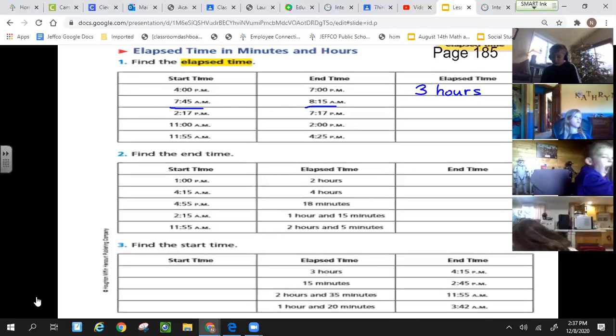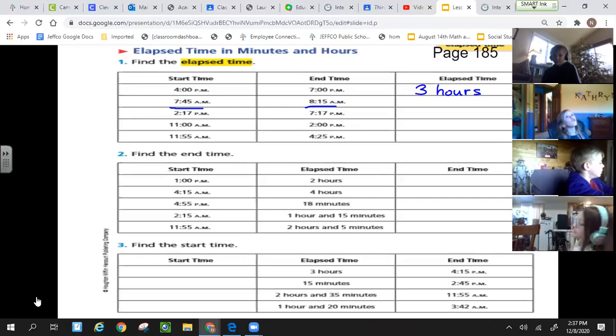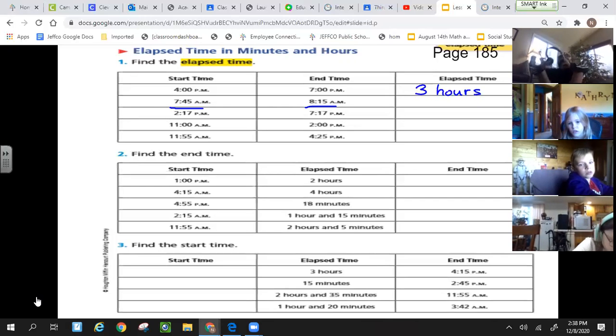So 7:45 and 8:15. If you add 5 to 7:45, it's 50, and at 15, that's already 15 minutes to get to 8 o'clock. And there's 15 minutes on 8:15. So 15 minutes plus 15 minutes equals 30 minutes. Excellent. So only 30 minutes would have passed.